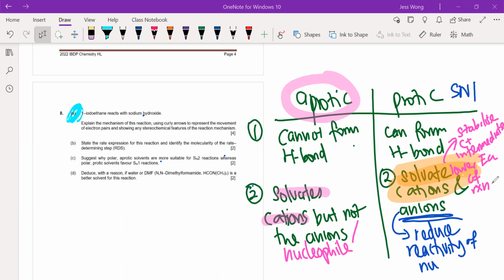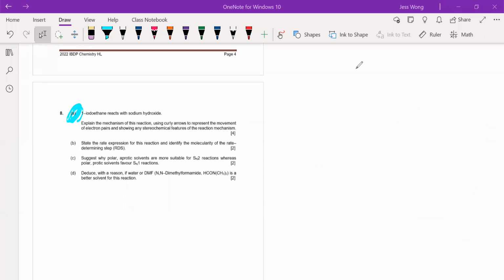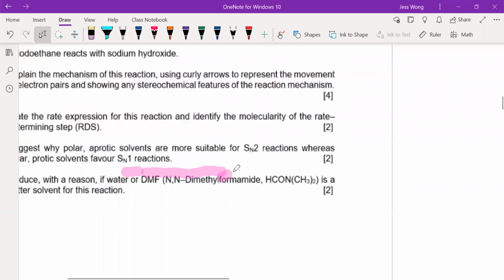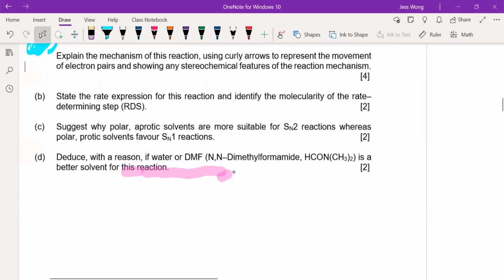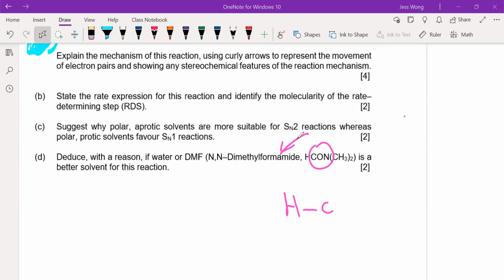All right. Okay, last question over here. Deduce with reason if water or DMF is a better solvent. So we need to know how to draw DMF. Now the formula is given here, so we can just try our best to draw the DMF. So let's try to follow. You have a H, you have a C, O. Okay, DMF, if you read the name, you can tell it's an amide. So I have C=O and this N has two CH3 groups.